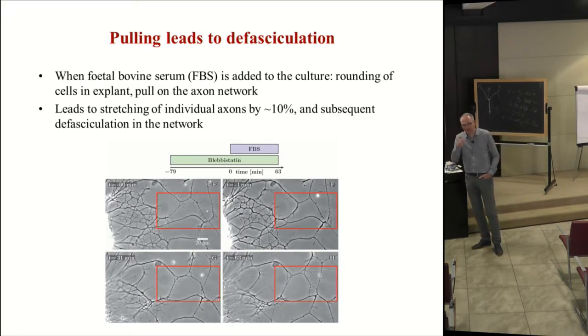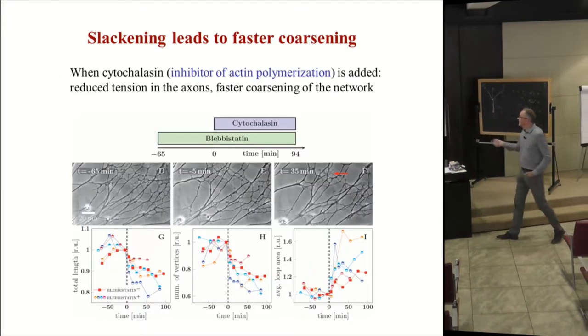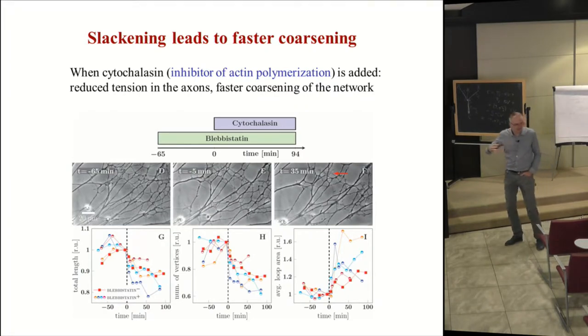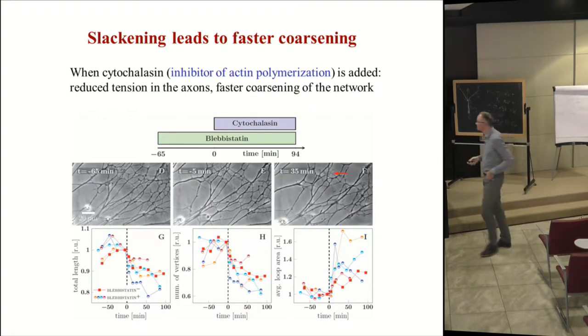So that's like the opposite of what Pierre was saying. And they also did experiments where they added an inhibitor of actin polymerization, expected to reduce tension, and that on the contrary led to an increased rate of coarsening of the network. So again, this is compatible with saying that zippering arises from competition of tension and adhesion, and if adhesion wins over tension, you have progressive zippering and formation of vesicles. But if it's the other way, you start separating the axons.